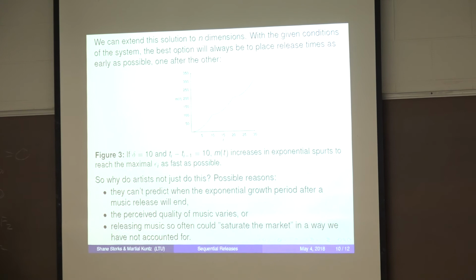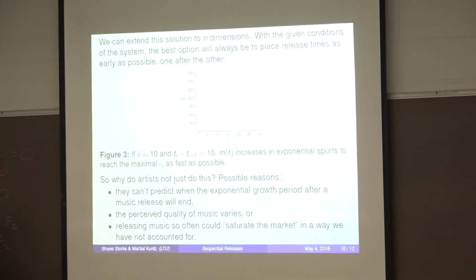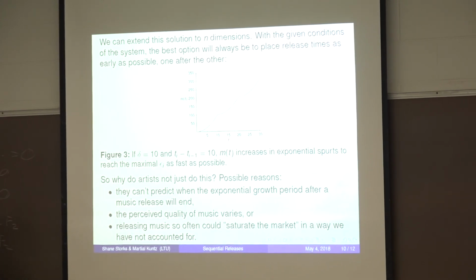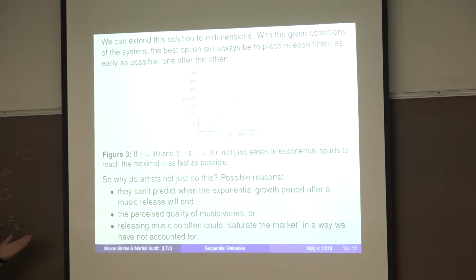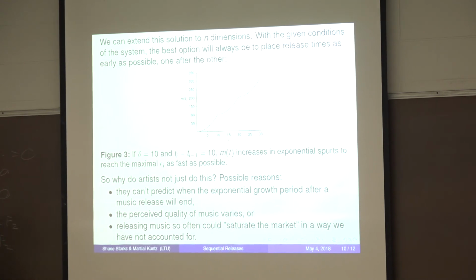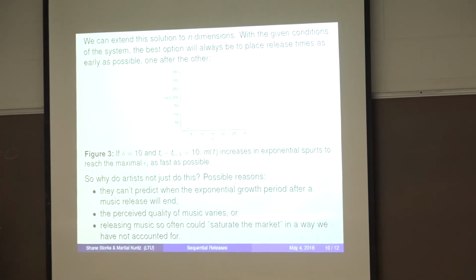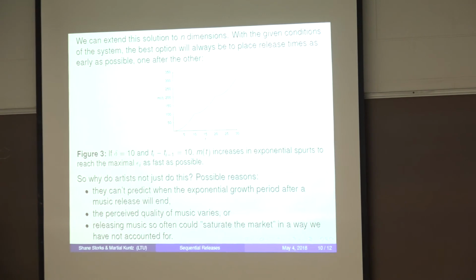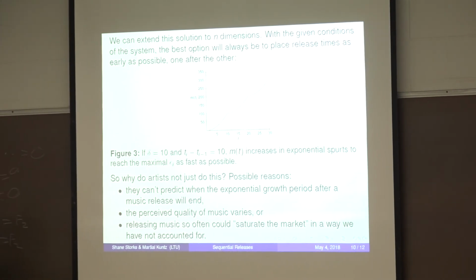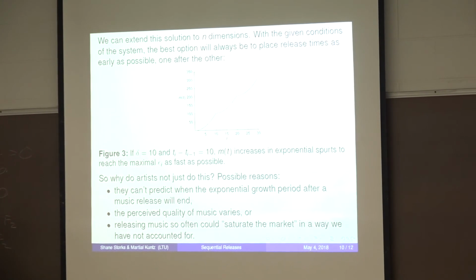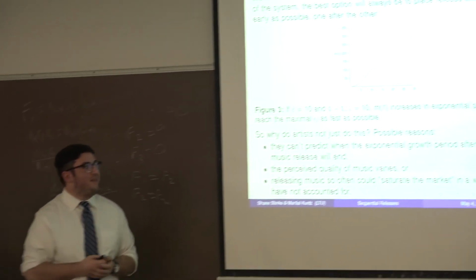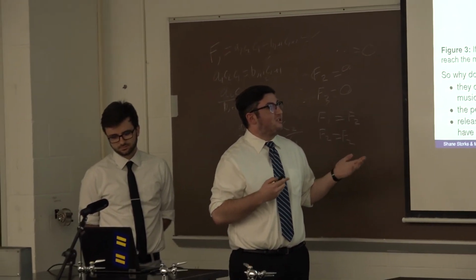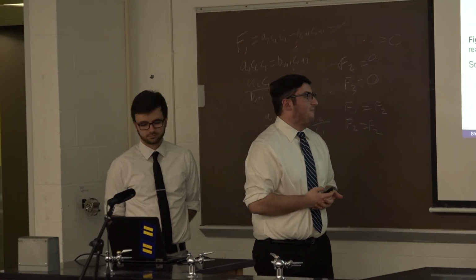There are reasons that artists can't do this. This isn't always practical. First off, you can't determine when your exponential growth ends. There's no exact way to know the way it goes without using math like this. That's why people don't do it currently. We don't know the quality of the music. So obviously there are some people who release songs who are not amazing, and there are some people who release songs that are amazing, and that's all based on opinion, but that would determine how much they grow.